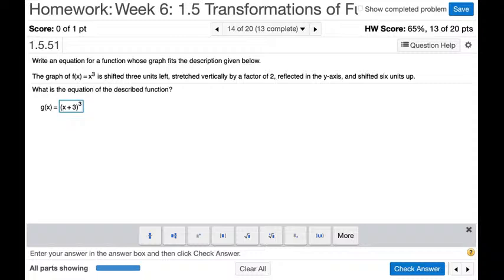We said 3 units to the left, stretch vertically by a factor of 2. So that means it's going to be multiplied by 2 on the outside. So we're reflecting side to side. So we need to multiply the inside by a negative, and then shift it 6 units up. So that means we add 6 on the outside. Okay.